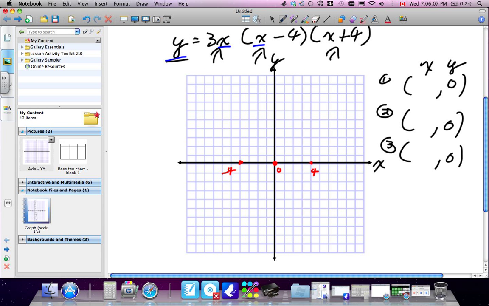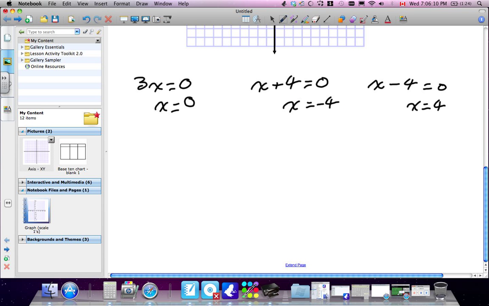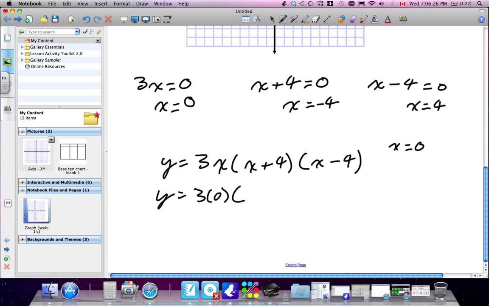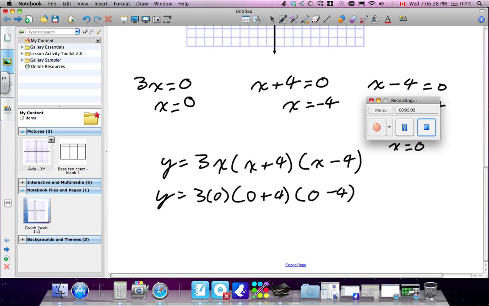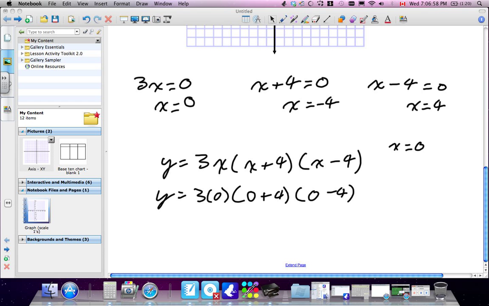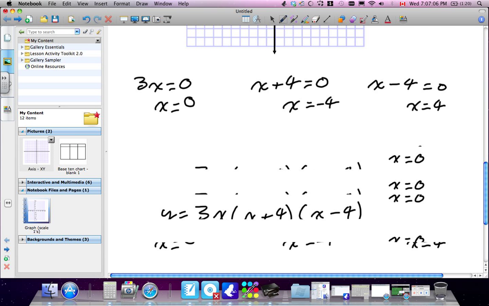In order to find a y-intercept, the difference here is before to find the x-intercept, we set y equal to 0. To find a y-intercept, we set all the x's equal to 0. Yeah, so that's how I got negative 16, and that will work every time. So in that case, I'm just going to rewrite the equation: y is equal to 3x(x + 4)(x - 4). If we set all the x's equal to 0, we'll get 3 times 0, which is 0.